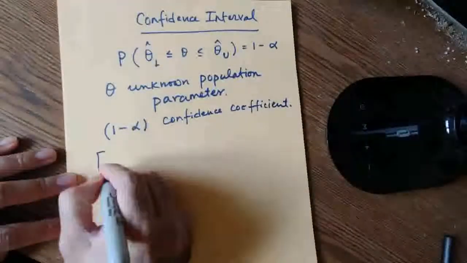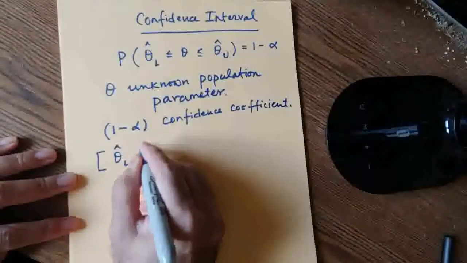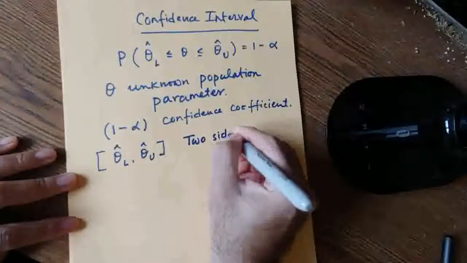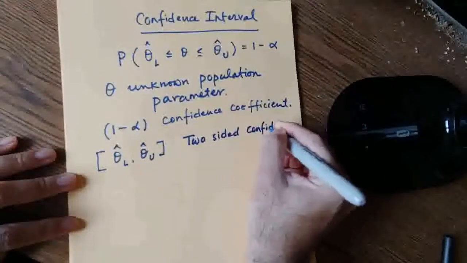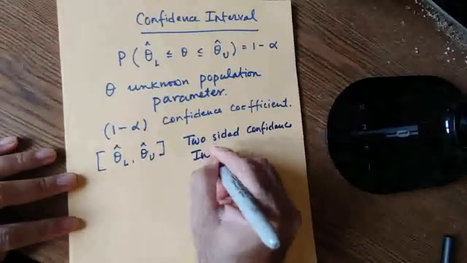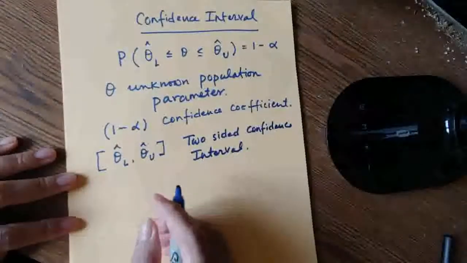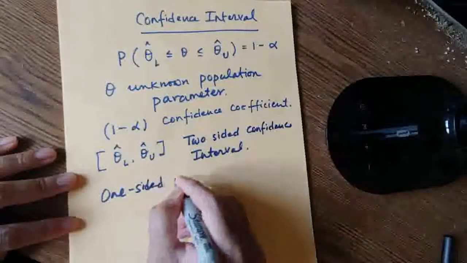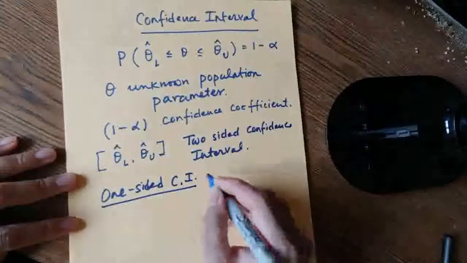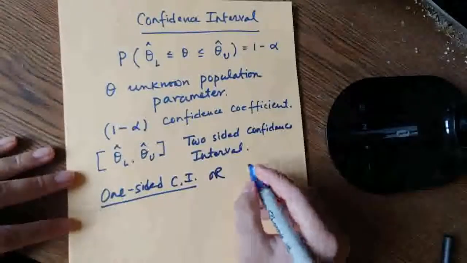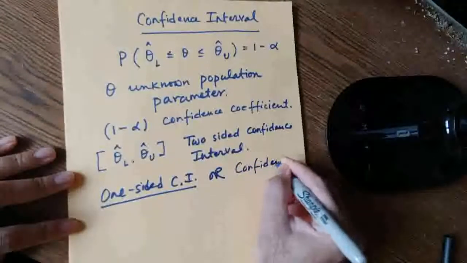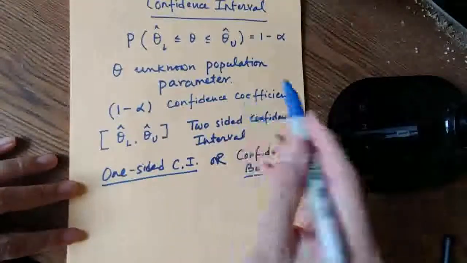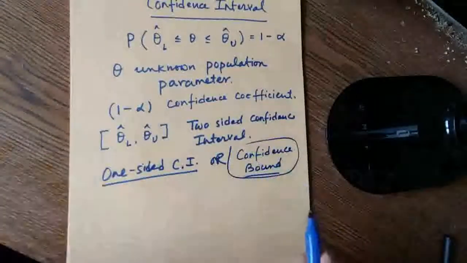So theta hat L and theta hat U are called a two-sided confidence interval. So there must be something called one-sided. Yes, there is a one-sided confidence interval. I'm just writing CI. CI stands for the confidence interval, or we call it confidence bound. So there is a confidence interval and there is a confidence bound. There are two different concepts.